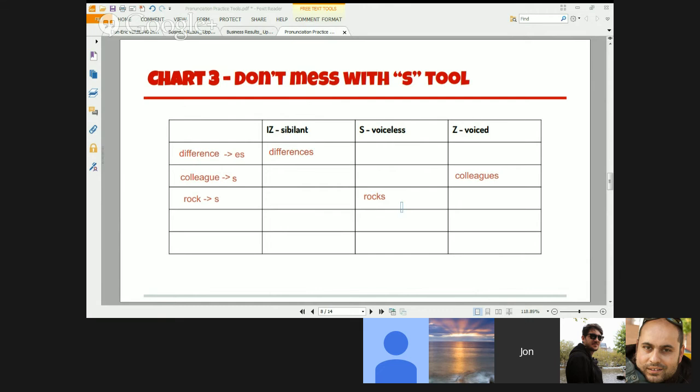Colleagues. Be careful. Not an S. Z, like zebra. Colleagues. It's better. Work on the G. Make the G voiced. Goose. Colleagues. That's it. That's actually very good. Okay. And the last word? Rocks. Perfect.